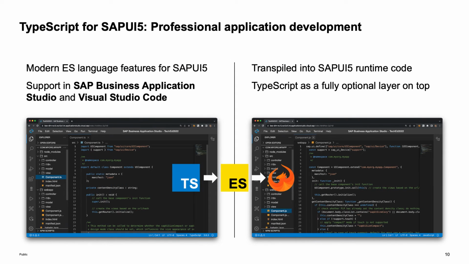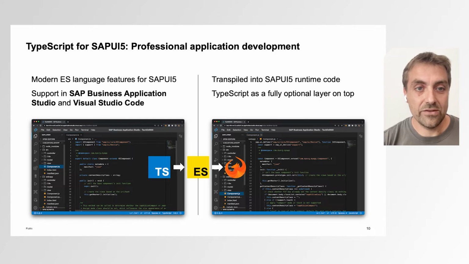Last but not least, I would like to mention TypeScript for SAP UI5 as a professional application development, because you can use modern JavaScript language features for SAP UI5. They are supported in Business Application Studio and Visual Studio Code. What happens with this modern code is, during the development phase, with the help of the tooling, it's being transpiled into classic SAP UI5 runtime code, which runs on existing runtimes without any modification. And the best about it is also, it's your decision. TypeScript is an optional layer. With that, I would like to hand over to Stefan for the next topics.